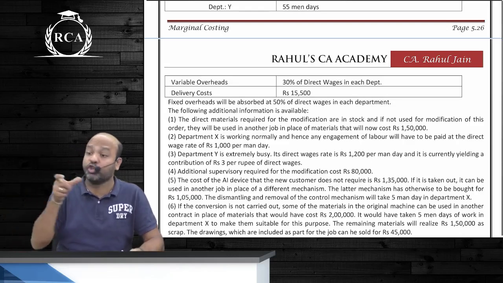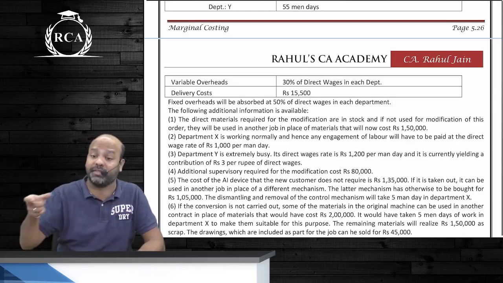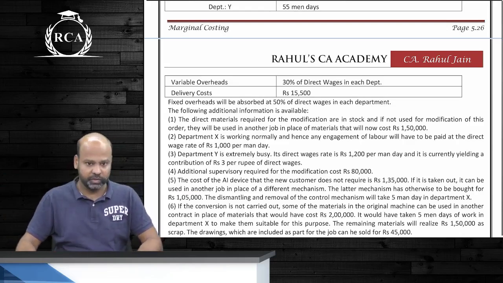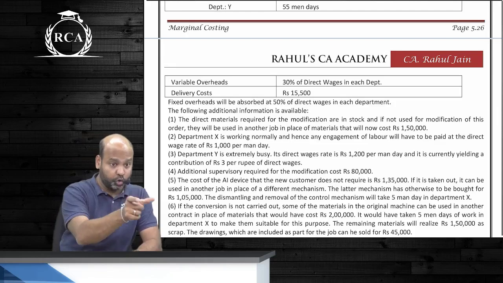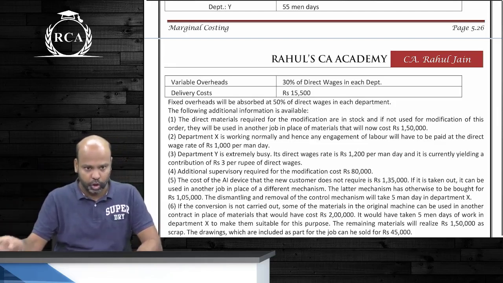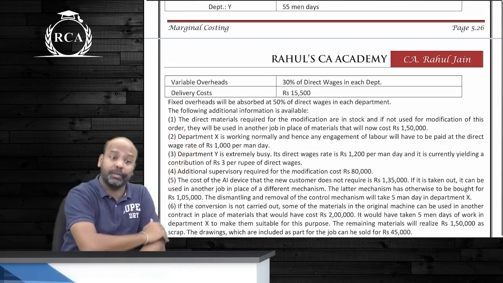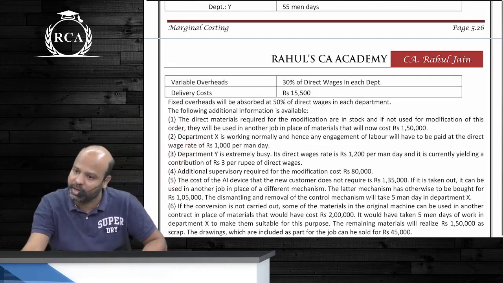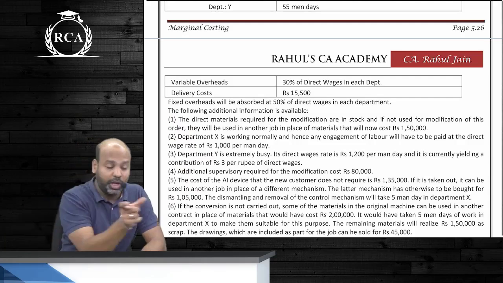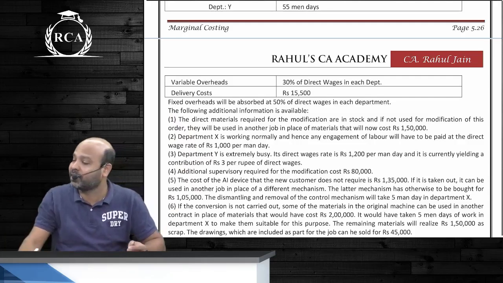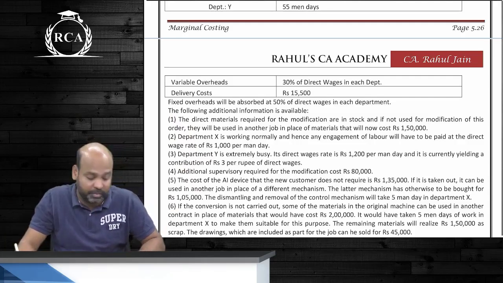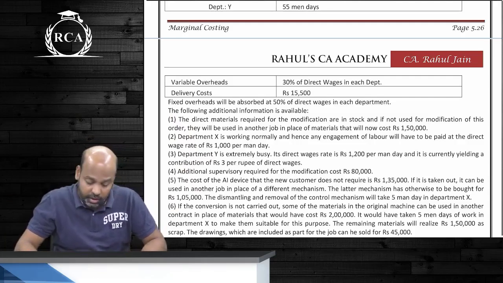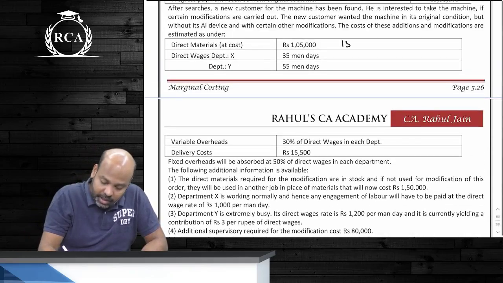The alternate use of these materials will result in a saving of 1,50,000. I repeat, if you use these materials for the new product, you will not be able to use them for another product. For that other product, you will have to buy new materials at a cost of 1,50,000. So you will have to take that 1,50,000 as relevant for decision making. Any doubt in this? So the relevant figure here is 1,50,000.